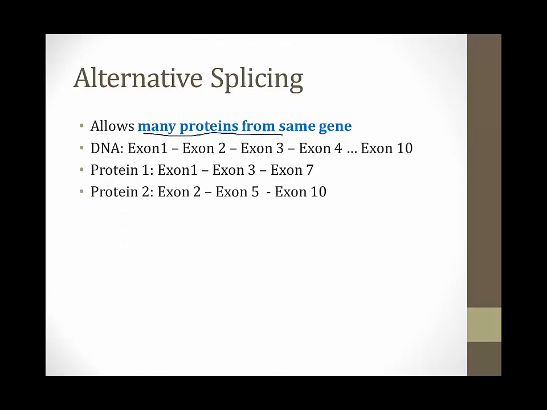You might wonder why eukaryotic cells have all these introns and exons, and the reason is because it allows many different proteins to be made from the same gene. For example, if you have a piece of DNA in a gene that has exons 1 through 10, you could synthesize one protein by combining exons 1, 3, and 7, and a second protein by combining exons 2, 5, and 10. Thus, from the same gene, the same genetic material, you have made 2 different proteins, and this is what allows eukaryotic cells to be more advanced and high functioning than prokaryotes.